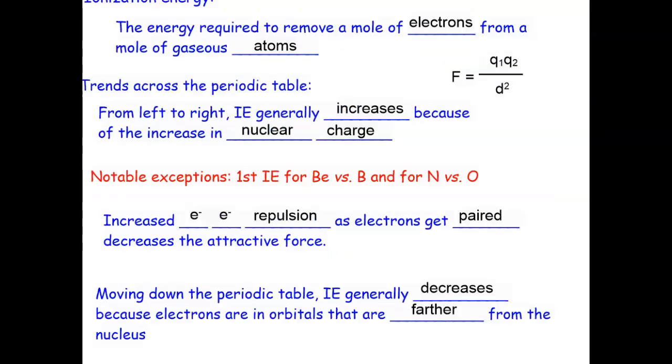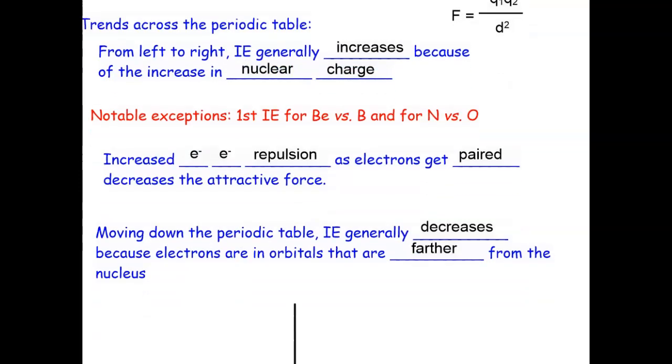There are a couple of notable exceptions, and these exceptions are most prevalent in row 2 of the periodic table. They exist somewhat in row 3, and they kind of disappear by then. But we're going to take a look at beryllium versus boron and nitrogen versus oxygen. For nitrogen versus oxygen, we're going to keep in mind that when we increase electron-electron repulsion, we decrease the ionization energy. And we increase electron-electron repulsion as electrons get paired within a single orbital.